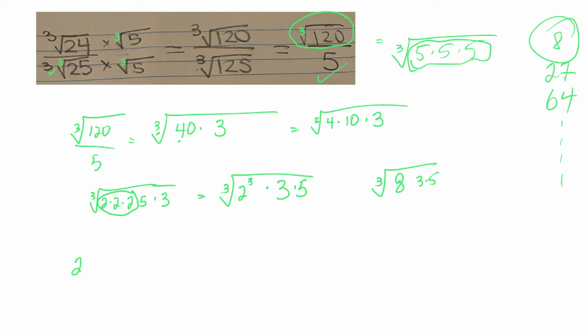So I'll have a 2 out front, and then the cube root of 5 times 3 is 15, all over what we had originally, 5. So that would be our answer there.